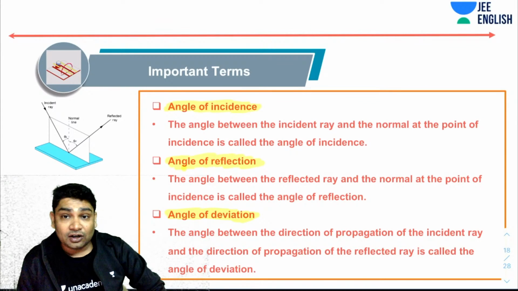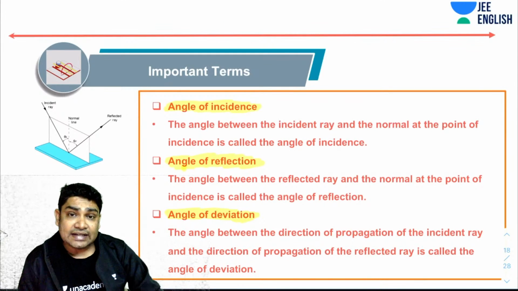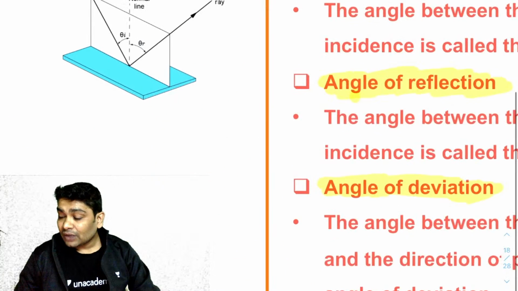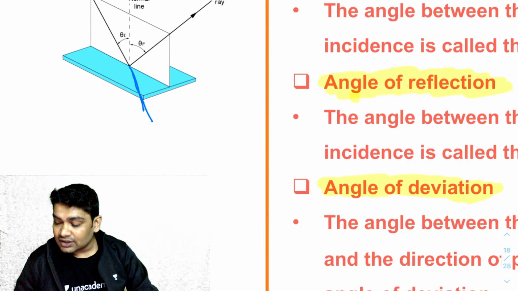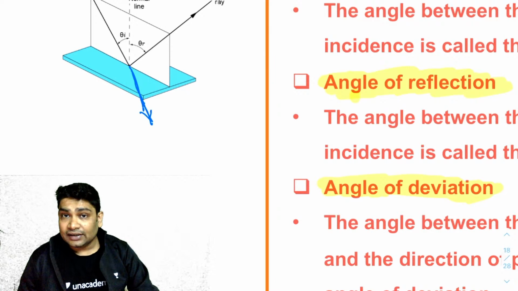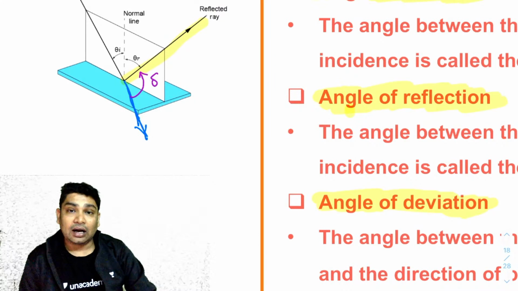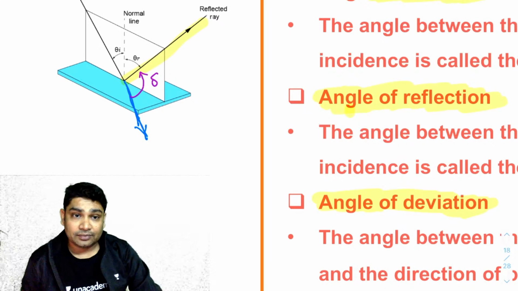So what is the angle of deviation? The angle of deviation is the angle between the direction of propagation of the incident ray and the direction of propagation of the reflected ray. If you can see here, the incident ray would have gone like this, so this is the direction of propagation of the incident ray, and the reflected ray, you realize, has gone like this. So this angle is called the angle of deviation. This is what I am calling delta. This is the angle by which the light changes its path.